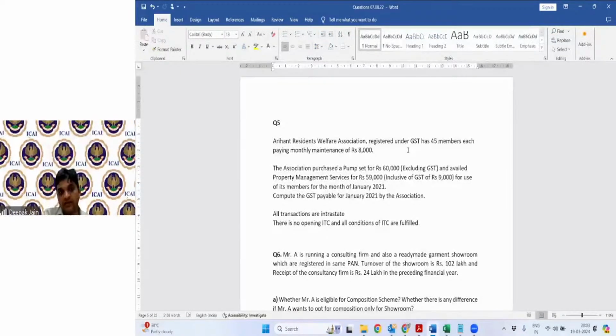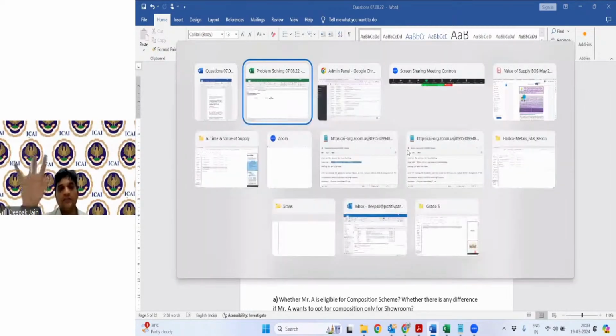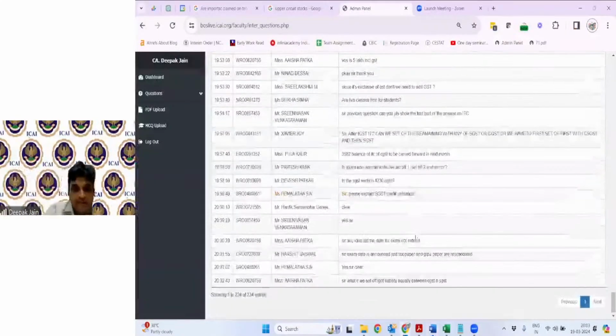You have to compute the GST payable and all transactions are interstate. There is no opening ITC. So calculate the GST liability. Very simple question, small question.